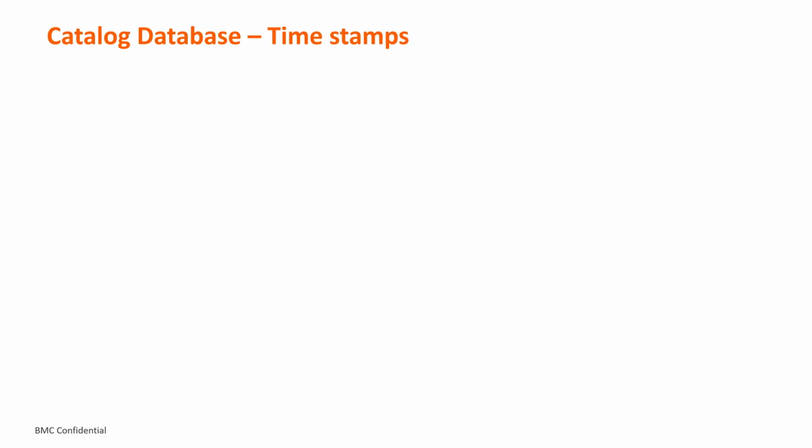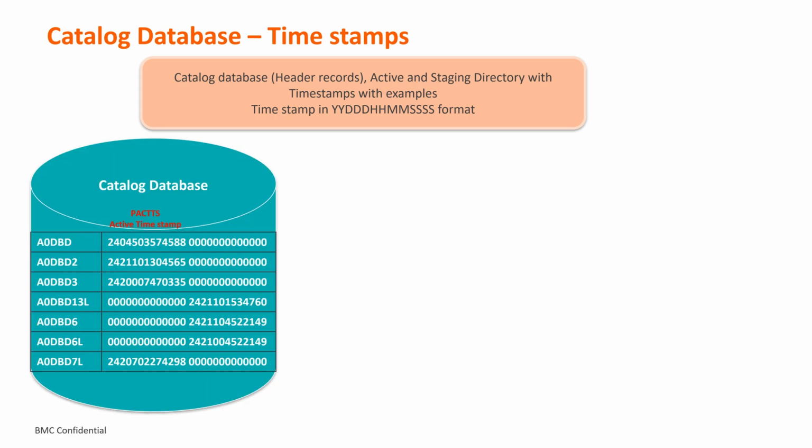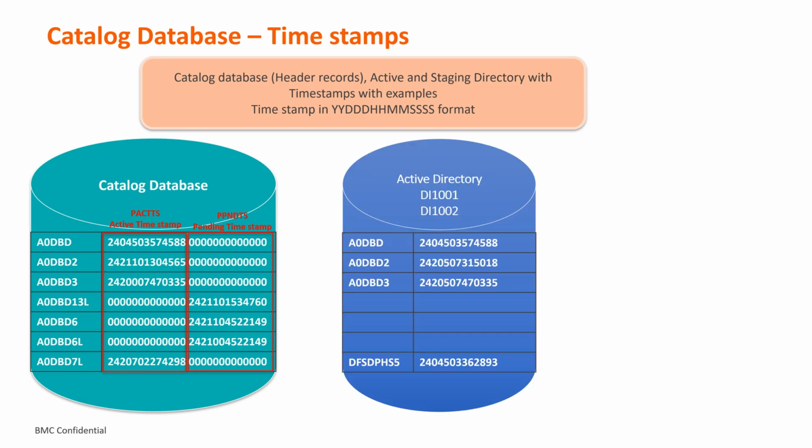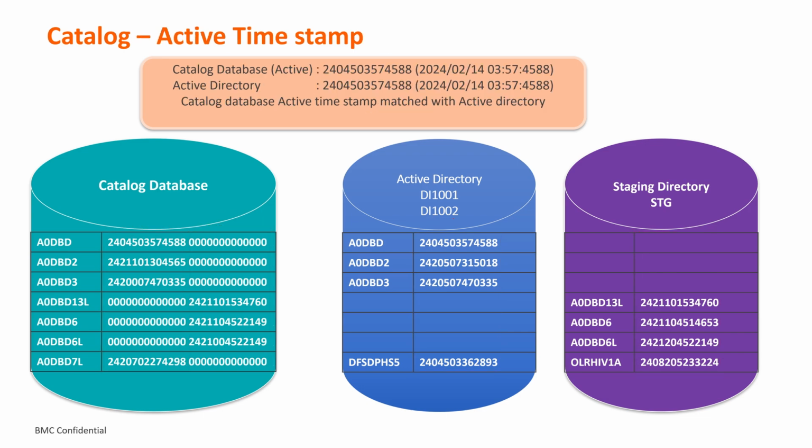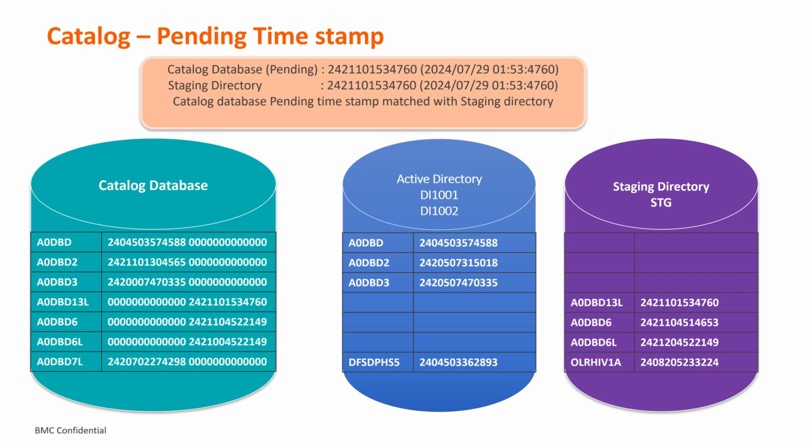Let's understand timestamps in catalog with these examples. Catalog database contains header records with active and pending timestamps. Members in Active Directory contain active timestamp, and members in Staging Directory contain the pending timestamp. In an idle scenario, active timestamp in catalog database should match with a timestamp in the Active Directory for all members. Similarly, pending timestamp in the catalog database should match with a timestamp in the Staging Directory for all members.